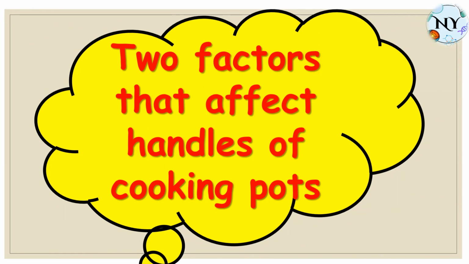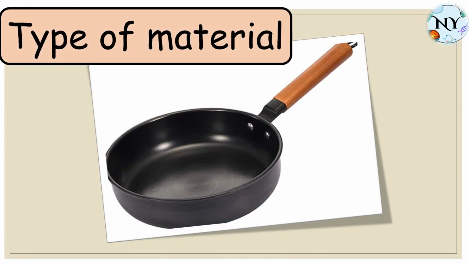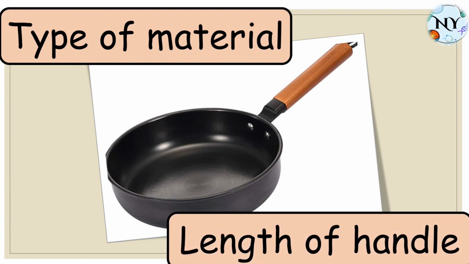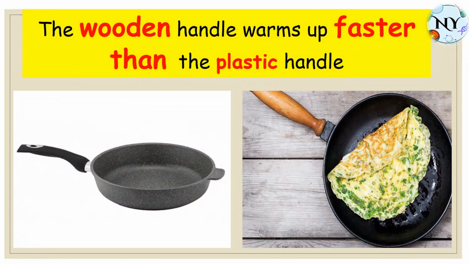So now we can say that there are two factors that affect handles of cooking pots. What are those two factors? The first factor is the type of material, the material of the handle of the cooking pot. Is it made from plastic or wood? And which one is better? Right. What about the second factor? The length of the handle. Is it short or long? And which one is better also? So let's explain together.